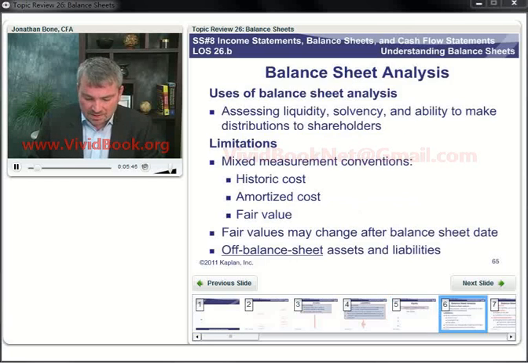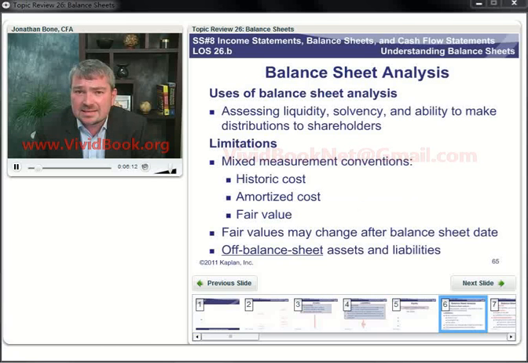Now, we're also asked to describe the use and limitations of balance sheet analysis. In particular, balance sheets are going to allow us to assess the liquidity of the company. What is liquidity? It's the ability to pay off short-term liabilities as they fall due. Solvency, which really looks at debt to equity, and also the ability to make distributions, i.e. payments to the shareholders.